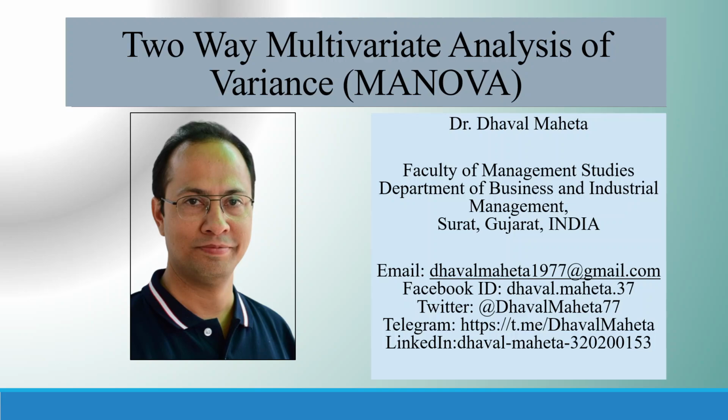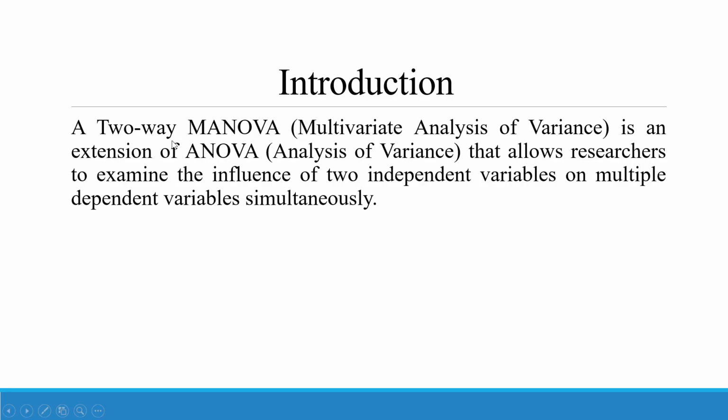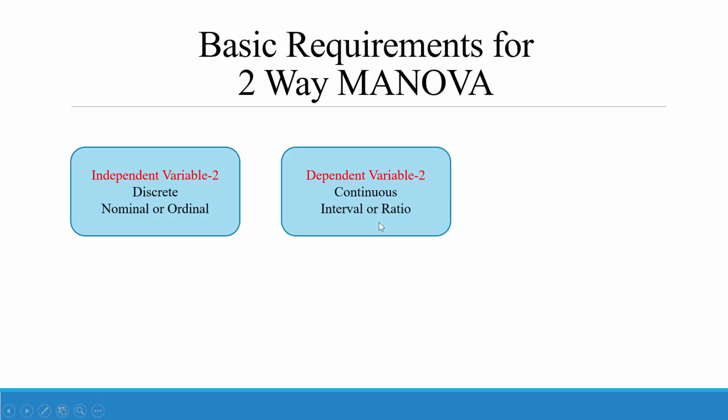This is Dr. Dhaval Maheta, and today we are going to discuss how to run two-way MANOVA in SPSS. A two-way MANOVA, that is multivariate analysis of variance, is an extension of ANOVA that allows researchers to examine the influence of two independent variables on multiple dependent variables simultaneously.